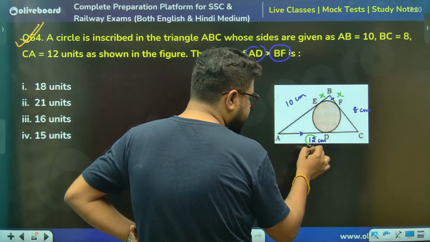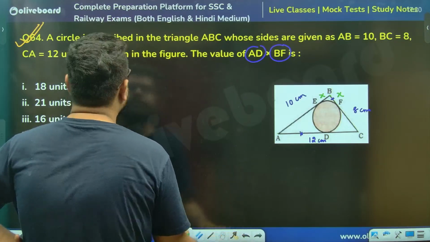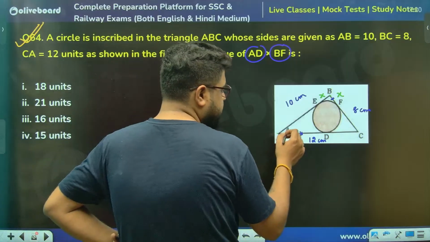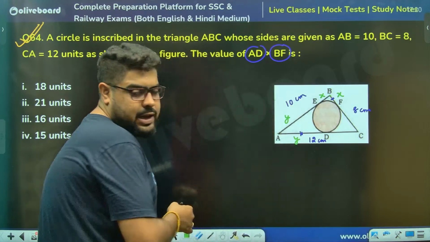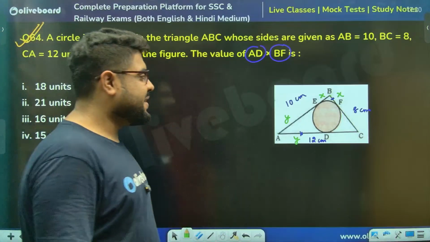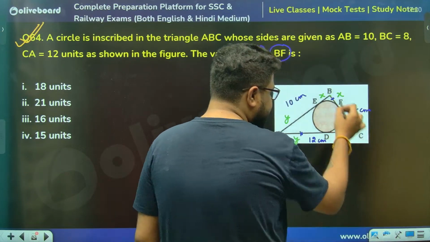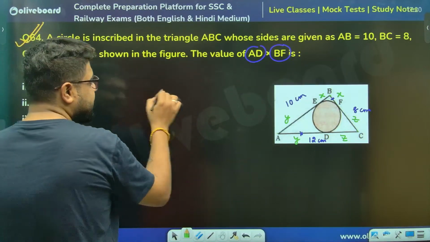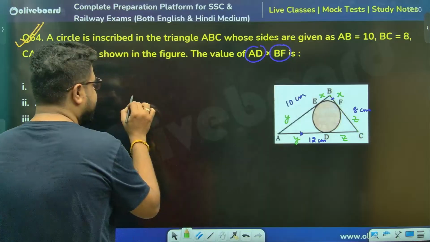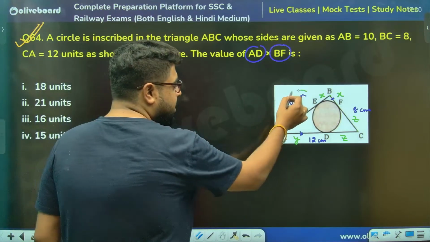So if this is Y, then this is also Y. Everyone agrees with me here? And again, if I take this as Z, this is also Z because CF and CD are equal. Now make your equation. Take this side: X plus Y. The side AB is equal to 10.